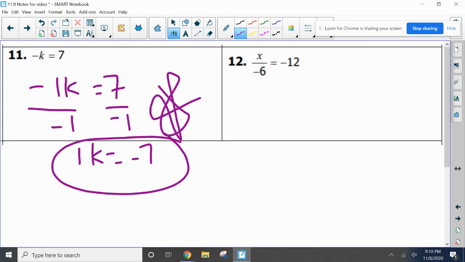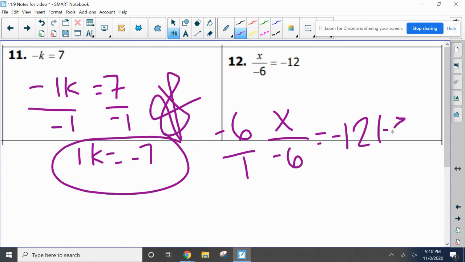All right, so then on 12, I have x divided by negative 6 equals negative 12. We know that that line means that's being divided. How do we get rid of division? That's right, multiplication. So we're going to multiply both sides by negative 6. So times negative 6. All right, and then I have negative 6 over negative 6x, which this cancels to 1, which is negative 6 divided by negative 6 is just 1. 6 divided by 6 is 1, and a negative gives me a positive. So 1x.